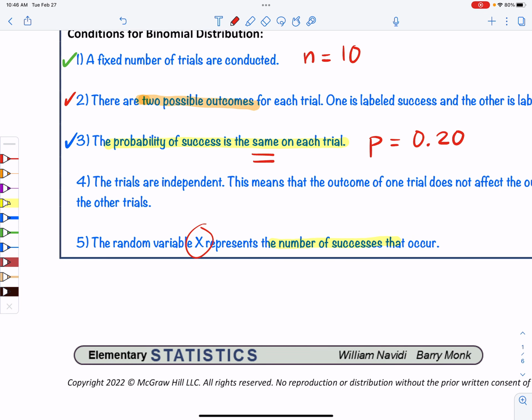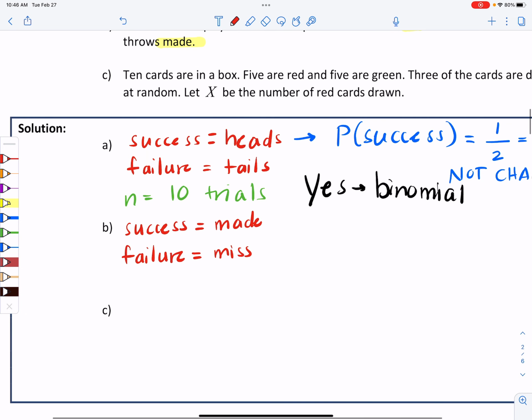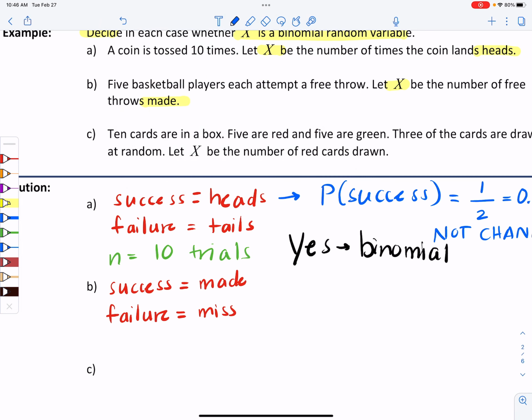All right, next thing I'm going to do is think about the probability of success. Now, in this example, we're not actually given a probability of success. And so what I'm going to do here is just think about whether it would be the same.